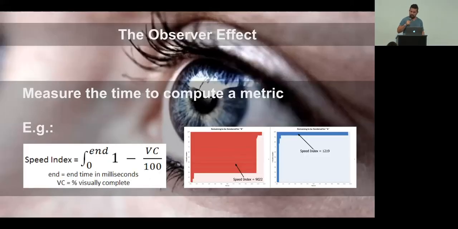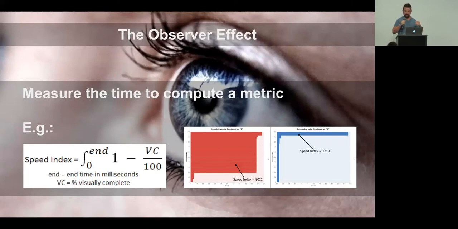And pay attention to the observer effect. This is from physics, when the observer impacts what is being observed. So this suggests that if you have metrics that are very heavy to compute, it's going to take a while, so you don't want to push this payload to your user.